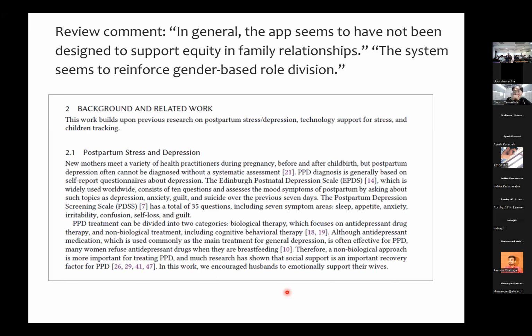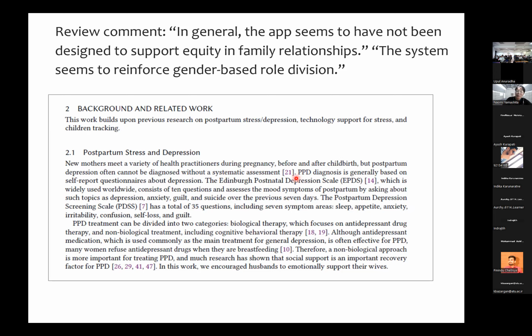Now, so our paper got rejected when we submitted this paper. And this is how we wrote the background. It generally talks about how postpartum stress happens, and it could lead to depression, more broadly around the world.